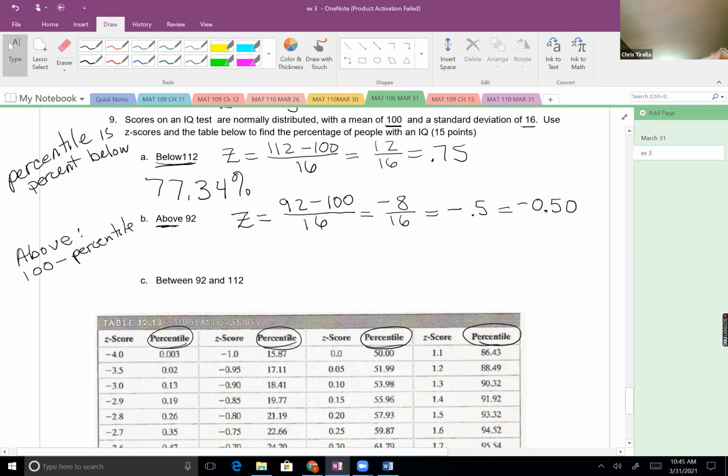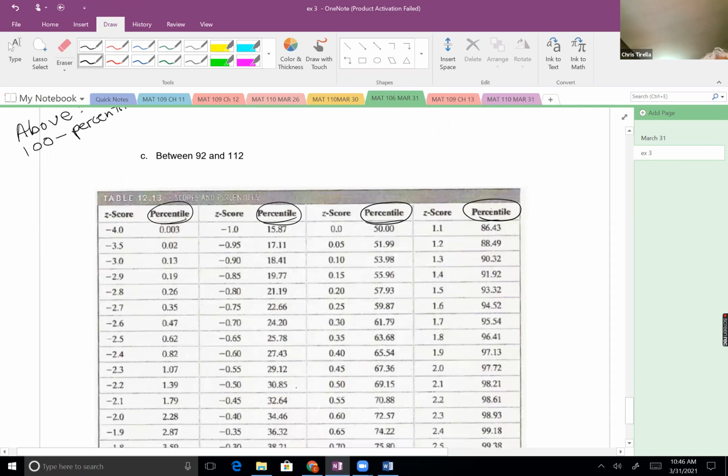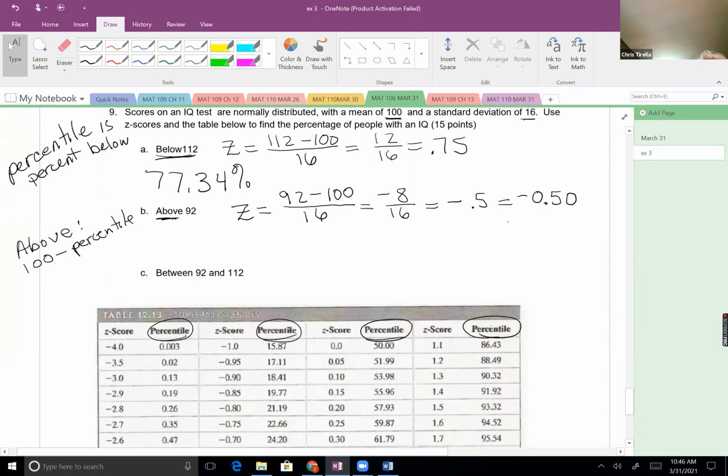And so negative 0.50 is the 30.85 percentile. For the percent above, we'll take 100 minus the 30.85, which will give me 69.15%.